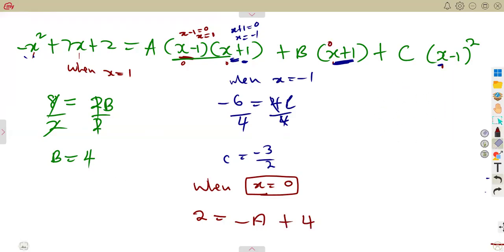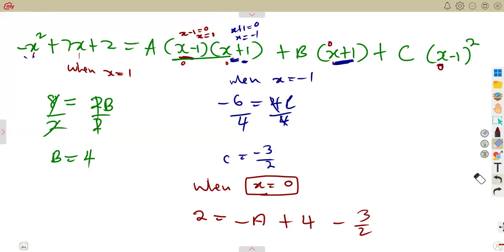So the same thing, you substitute here. That's a 0 there. 0 minus 1 squared, which is 1 times c. So 1 times c, we have the c, which is minus 3 over 2. So that was going to be minus 3 over 2 at the end. So you substitute the value of C because you have it.